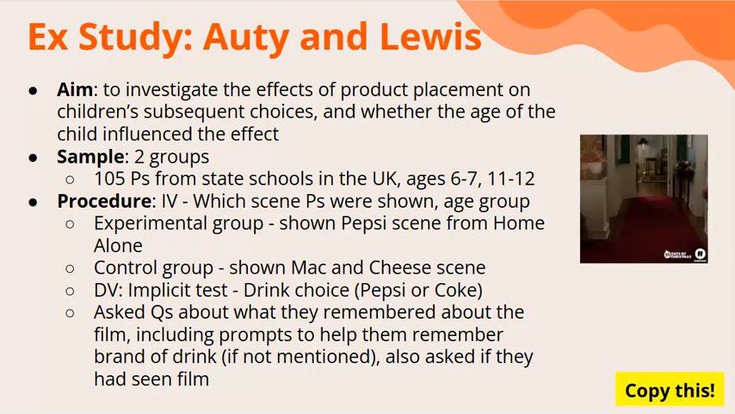So Auty and Lewis did a study about this with children. They wanted to investigate the effects of product placement on children's choices, and separately or relatedly, whether the age of the child influenced the effect. So they chose two age groups.